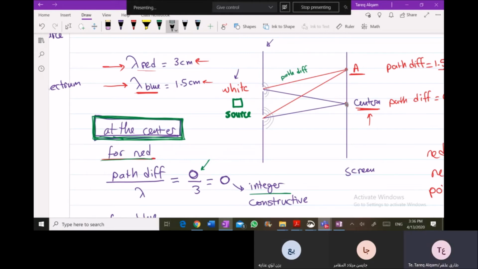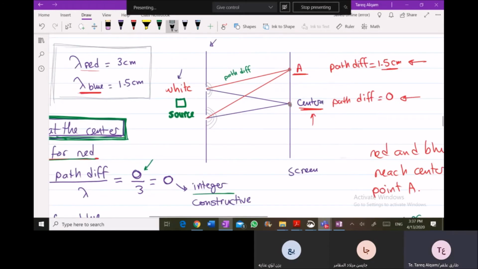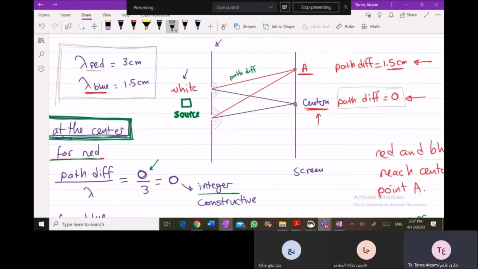Let's assume this. This is just an assumption, which is not right at all. Let's say that I have two waves that are outgoing from the slits. Here I gave you also the path difference. In the center it is 0, definitely, always. And the path difference at A, the difference between this path and this path, is 1.5 centimeters.